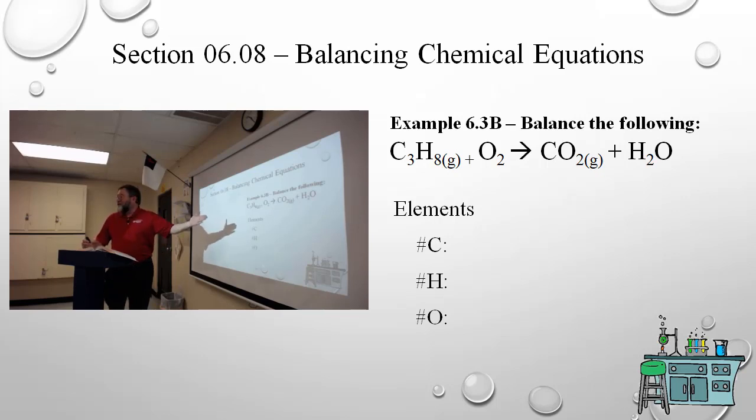So what do we look at next? The atom counts, right? And the first place we're going to count them up is in the reactants. Let's count them up. Carbon, 1 set of 3. Hydrogen, 1 set of 8. Oxygen, 1 set of 2. Okay. Now go to the product side. Carbon.